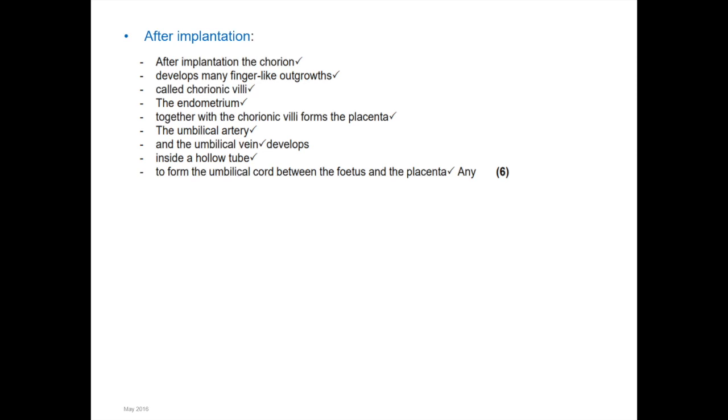After implantation, the chorion develops finger-like outgrowths called chorionic villi. Then the endometrium, together with the chorionic villi, forms the placenta. The umbilical artery and the vein develop inside a hollow tube to form the umbilical cord between the fetus and the placenta. If you see it's for more marks, like 10 marks, then you can actually say what the function of the artery and the vein is. But this is a new question now, so read carefully. One can say till fetal development, this is the answer, and if they say till implantation, that was the one we did in slide 21.